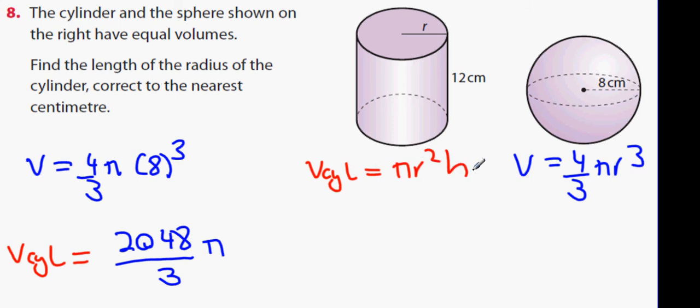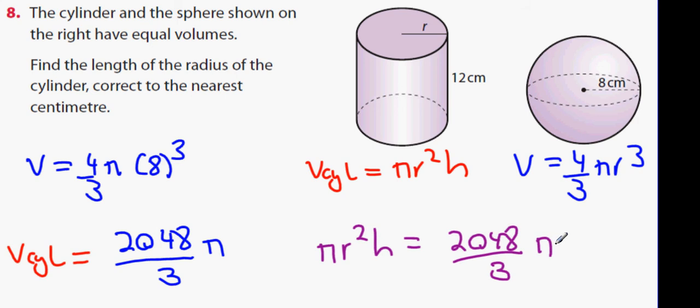Pi r squared h. Okay, put all of them together. Pi r squared h equals 2048 over 3 pi. What happens first? The pi's cancel. What number is h? Can anybody tell me? H is 12.